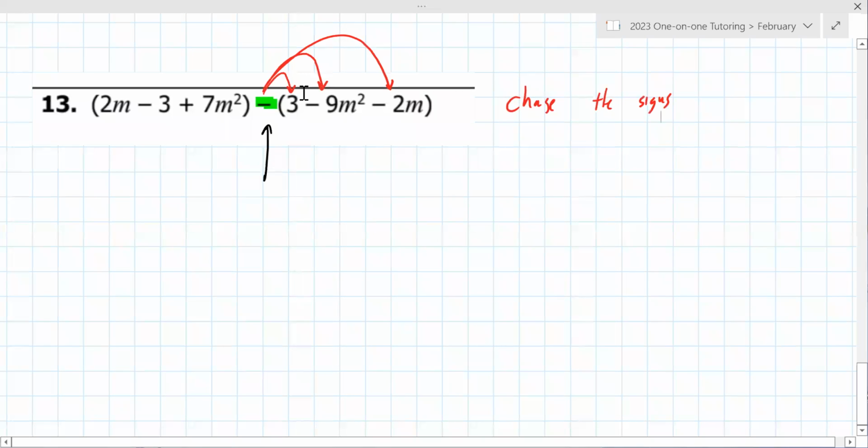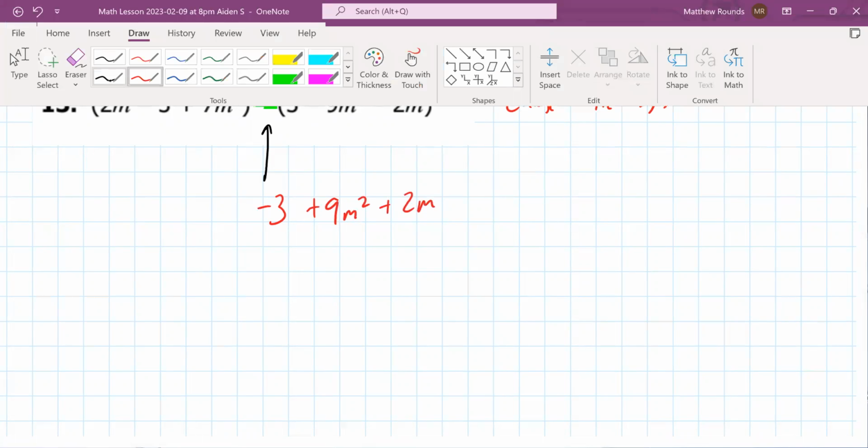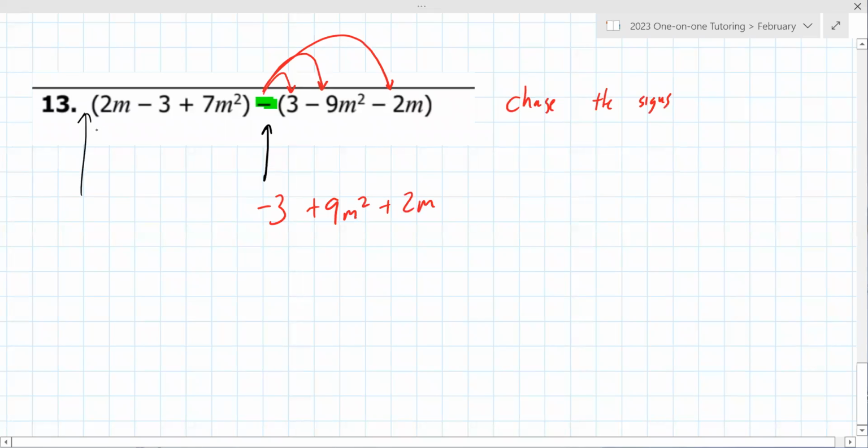So inside the parentheses now, just focus inside the parentheses. Is the 3 positive or negative? It's positive in there. I'm going to make it into negative. Good. It's going to be -3 plus 9m squared plus 2m. And then there's nothing out in front of the other ones. You're just going to bring it down. 2m minus 3 plus 7m squared minus 3 plus 9m squared plus 2m. Lots and lots of writing on these.